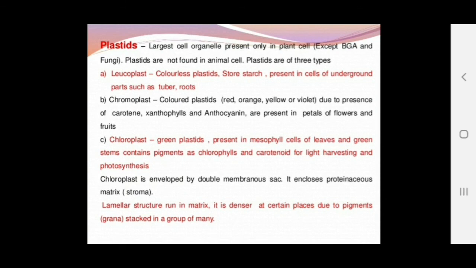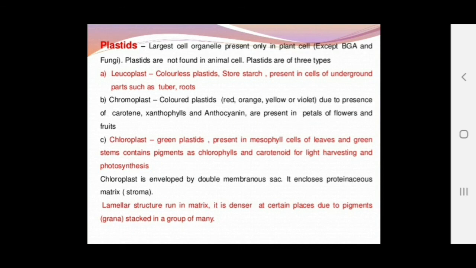Chloroplasts are green plastids present in the mesophyll cells of the leaves and the green stems, containing the pigment chlorophyll, and that's why they are given the name chloroplast. Clear? The carotenoids for light harvesting are also present, and they perform the process of photosynthesis. The chloroplast is enveloped by a double membrane sac. It encloses the proteinaceous matrix, that is stroma.